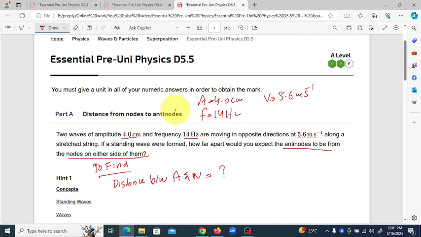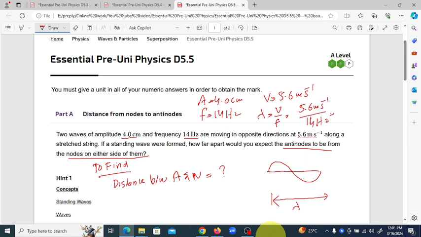In order to find the distance, we must find the wavelength. This distance is the complete wavelength, lambda. We know the frequency, so lambda is equal to v over f, since v is equal to f lambda. V is 5.6 meter per second and the frequency is 14 hertz, so we get the wavelength equal to 0.40 meter.